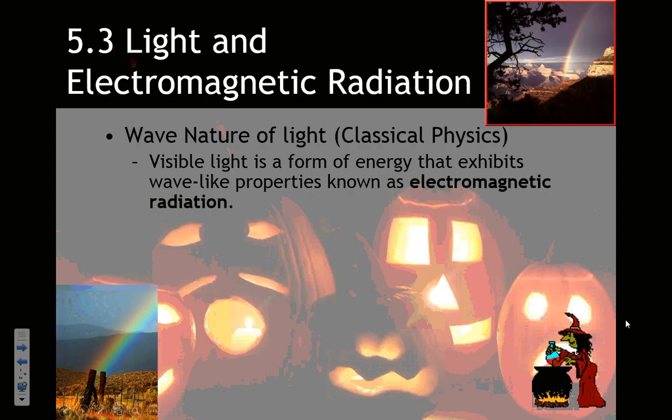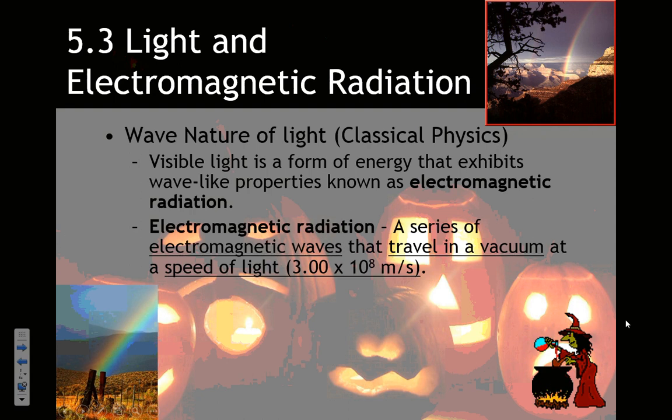Now, by classical physics, light, which is visible light, so when we say light, what we're really talking about is light that the eye can see, is a form of energy that exhibits wave-like properties known as electromagnetic radiation. Now, electromagnetic radiation, and light is only one type of electromagnetic radiation, is actually a series of different types of electromagnetic waves that can travel through a vacuum. So they don't need a medium to travel through. They can travel through a vacuum like outer space.